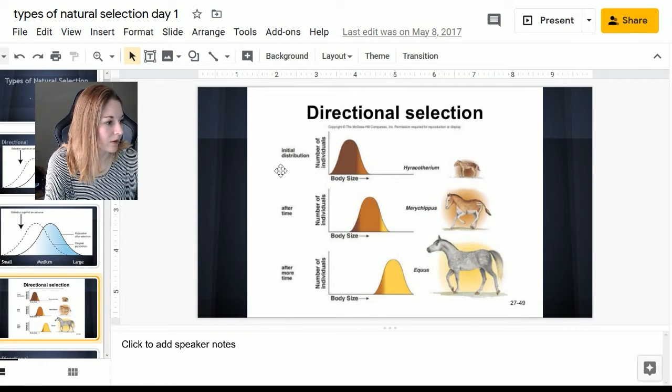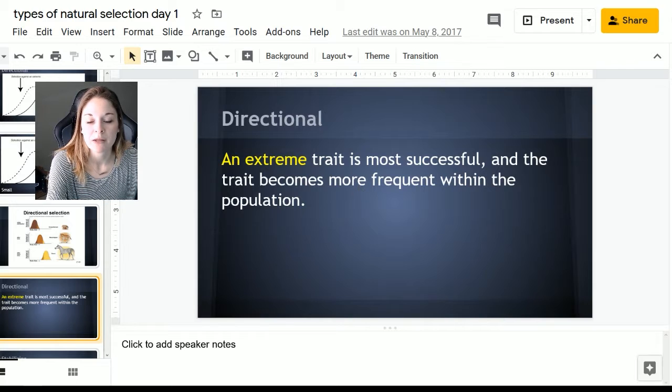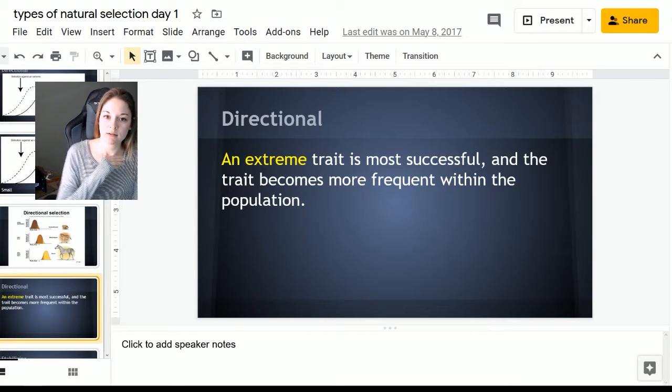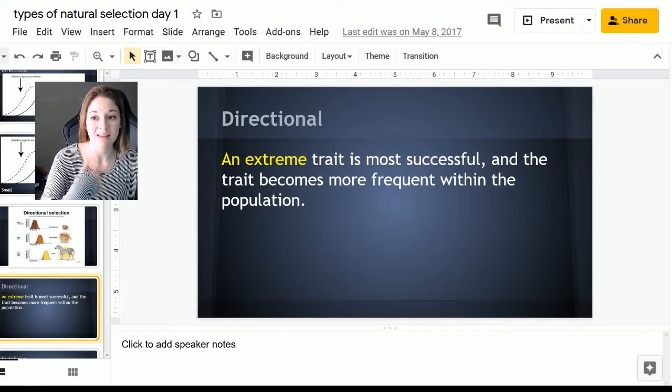But again, that bell curve is looking at different traits. And then a directional change will say that those traits are going to move in one direction over time. So in words, a directional shift means that one extreme trait is more successful than the rest, and they'll become more frequent in a population because those are the organisms that will survive and reproduce.